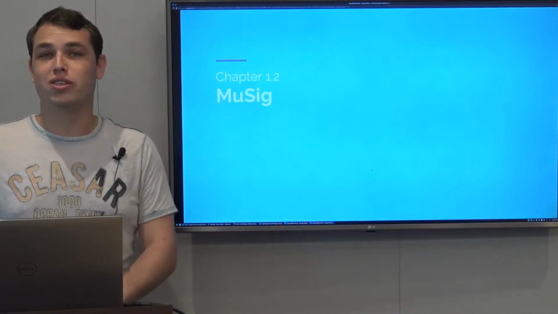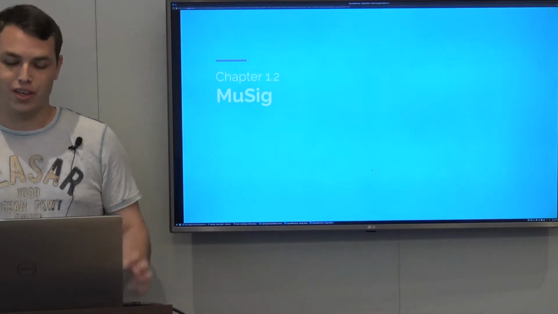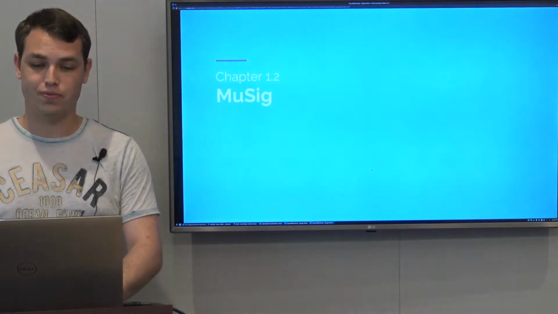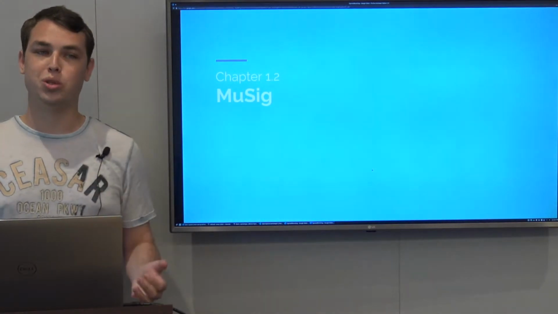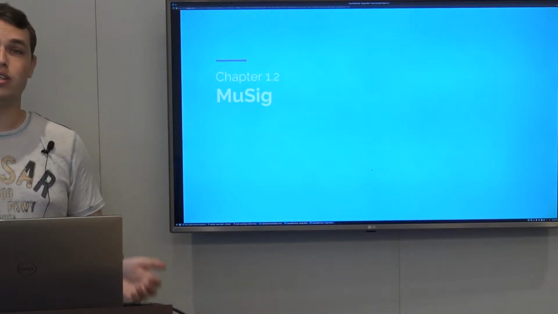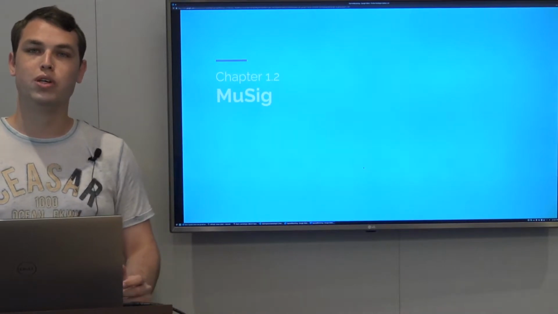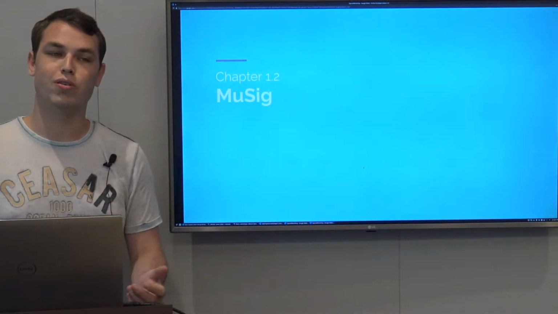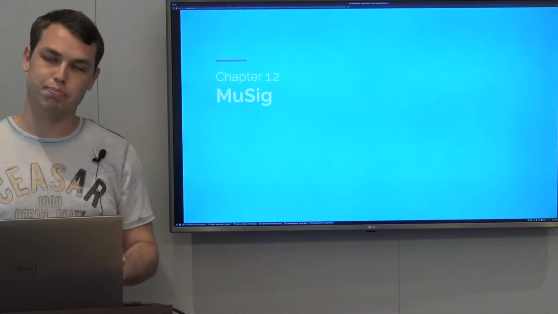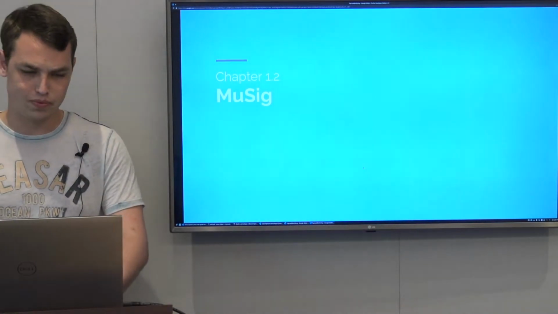Now we're going to look at some cool stuff we can do with Schnorr that helps us a lot. Multi-signature. We'll start with naive multi-signatures to show that it's easy in Schnorr, and then we'll show why it's problematic, and how we can use MuSig to solve these problems, which is a paper by Pieter Wuille, Andrew Poelstra, and others.